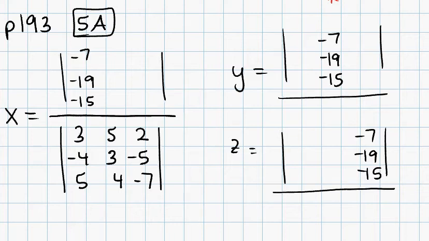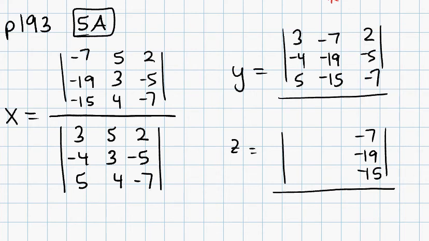Then we just take our other columns and pull them up where they belong. So the x columns needed are the middle and the right: 5, 3, 4, 2, -5, -7. Y needs the left and the right. Z needs the left and the middle. And then again, the denominator from before is still the denominator. If you chose to rewrite it, that's fine.